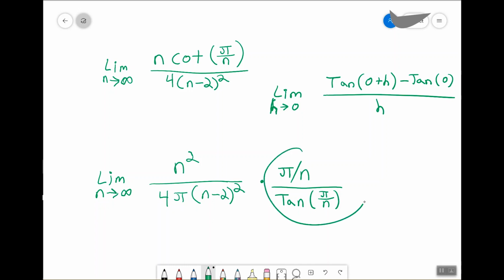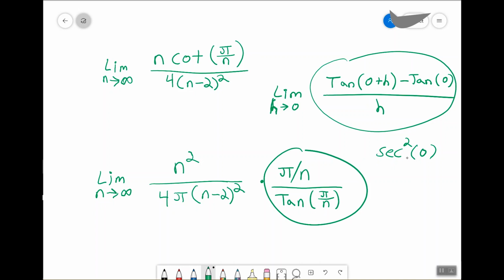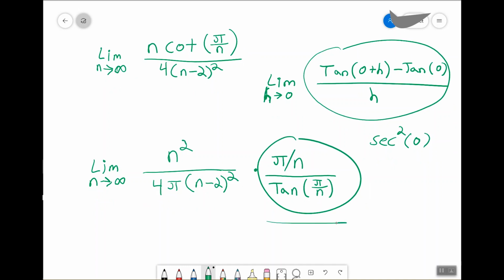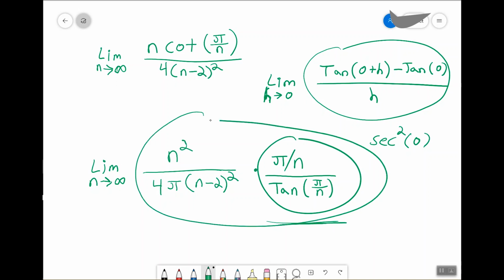So all this fraction here really is a reciprocal of the derivative of tangent at 0, and the derivative of tangent is secant squared of x. So in this case, we have secant squared of 0. Secant of 0 is 1, so secant squared of 0 is still 1. What this means is that our right term has a finite limit of 1 as n goes to infinity. We could use the product rule of limits for this whole limit here as long as our left term also has a finite limit. So let's check that it does right now before we try to apply the product rule.